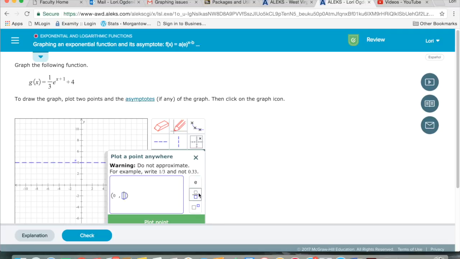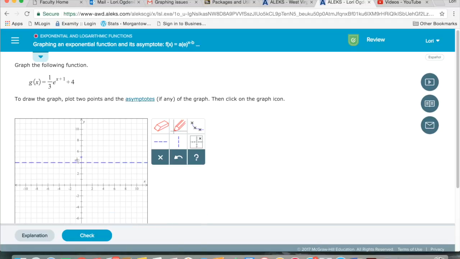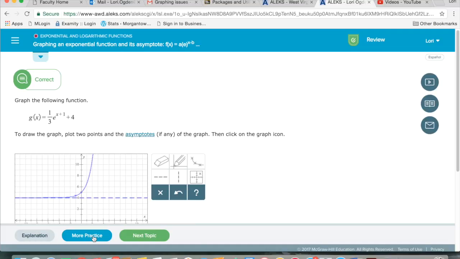So this would be 1/3. See, you have the e button, so e plus 4. Okay, and that looks about right, because I know the basic shape that the curve should look like. So then I'll hit graph. That looks pretty good to me, and I'll hit check, and that looks good.